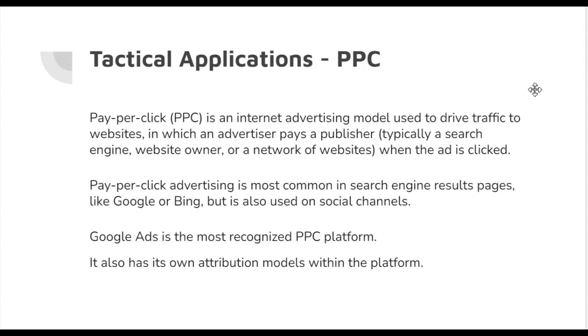So in PPC, firstly, PPC is pay per click, which is an internet advertising model that is used to drive traffic to websites, in which an advertiser pays a publisher, who is typically a search engine or website owner or network of websites, when the ad is clicked. Pay-per-click advertising is most common in search engine result pages like Google or Bing, but it is also used on social channels. And Google Ads is the most recognized PPC platform, and it also has its own attribution models within the platform.